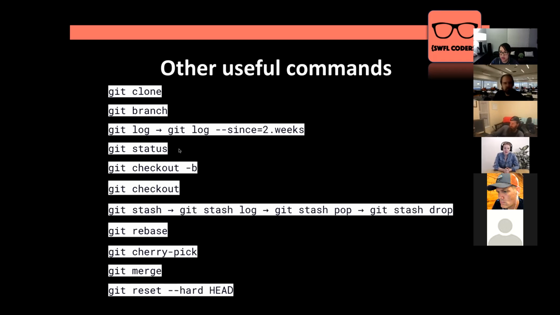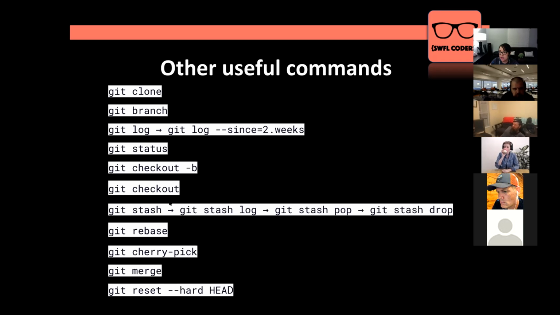Git status usually tells you where you are in your process, for example if you modified a file or if it got staged. We're also going to practice with this one. Git checkout -b is to create a new branch.